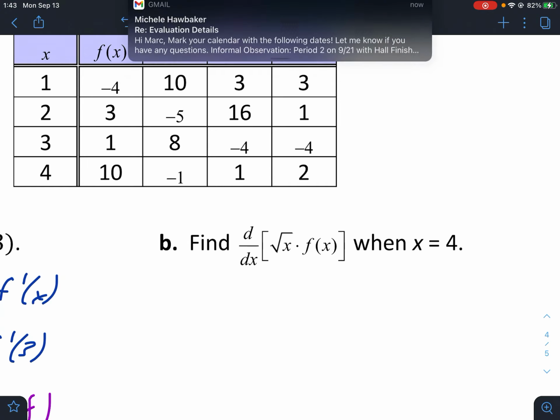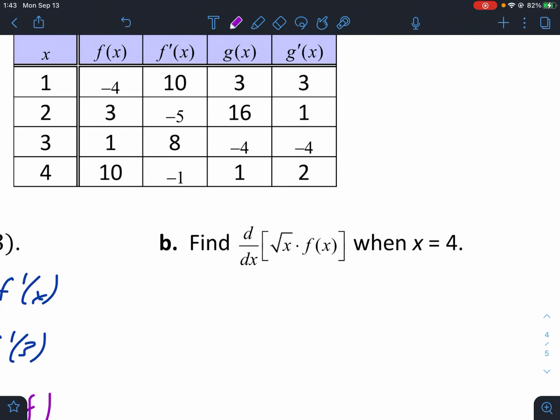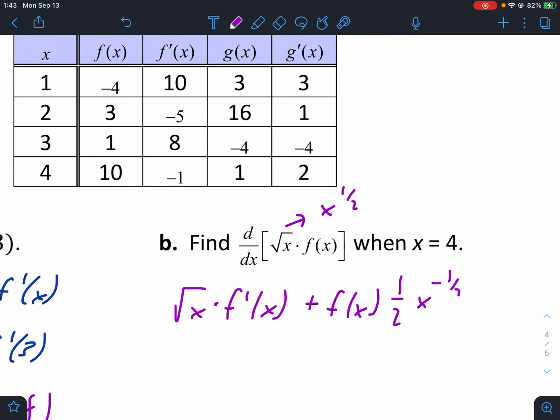For part B, we have root x times f of x. So the derivative of that would be the first function times the derivative of the second function plus the second function times the derivative of the first function. Remember, root x is the same thing as writing x to the 1/2, right? So that'd be 1/2 x to the negative 1/2.